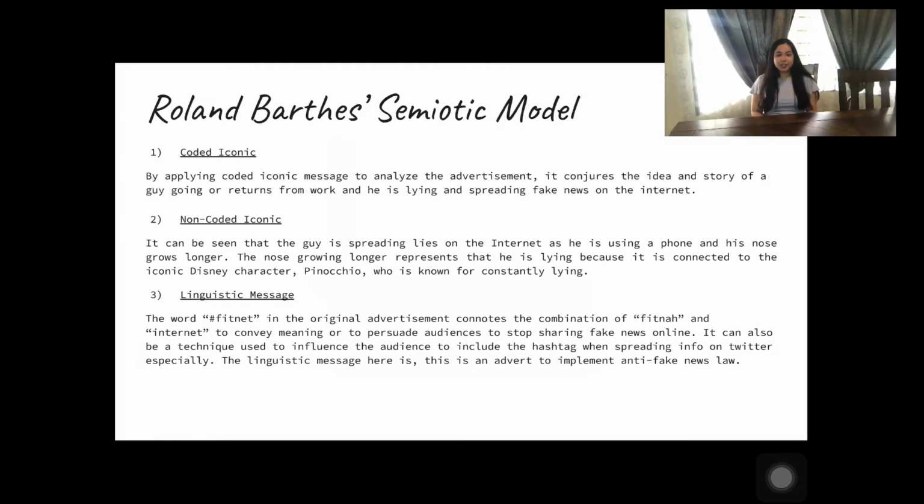Hi, my name is Nur Marisa Christina, and today I'll be explaining about non-coded iconic message. So what is non-coded iconic message? Non-coded iconic message is when the signifier is representing what they are signifying in reality. It is also known as the denotation of the photograph.